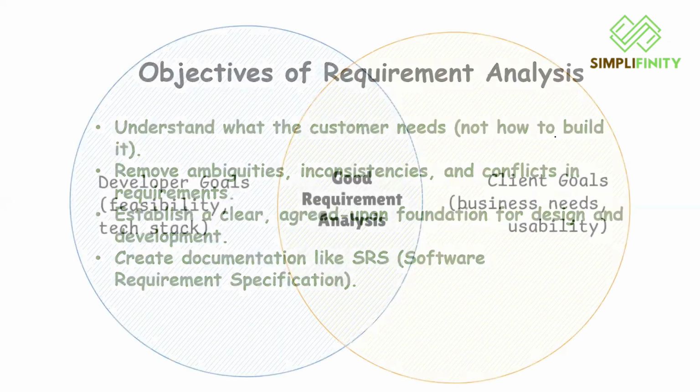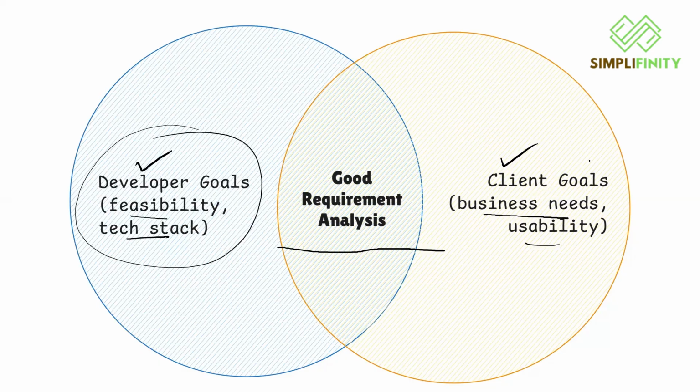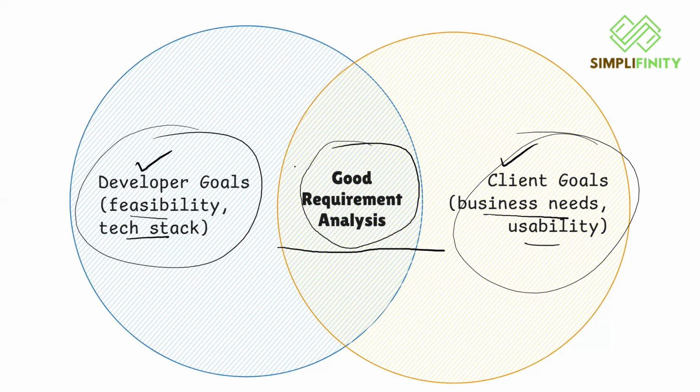Now, what a good requirement analysis is, it is the result of the alignment of both the developer goals and the client goals. The developer wants the application to be feasible, uses the best tech stack, and so on. And the client goals are it must meet the business needs and it should be usable to them, right? So if you combine these two goals, you are going to do a good requirement analysis.